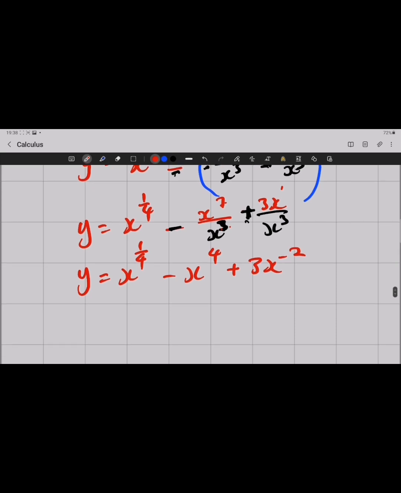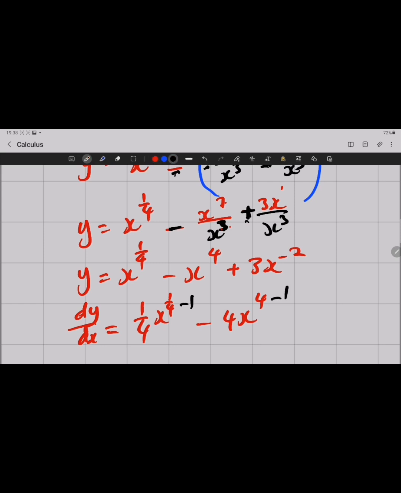Now we are happy. We have no sets. All our x terms are in the numerator. So now we can perform our magic. What is our magic? Finding dy over dx. We bring this 1 over 4 down, and we subtract 1 from the exponent. We bring that 4 down. We will then again subtract 1 from the exponent.